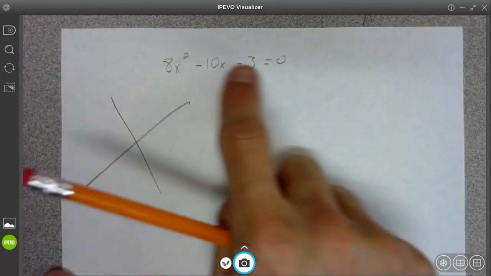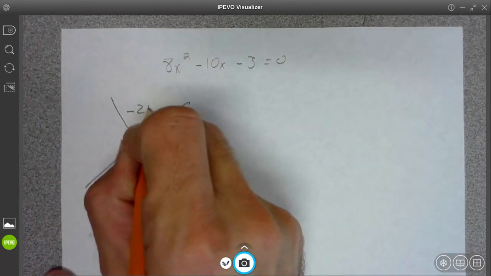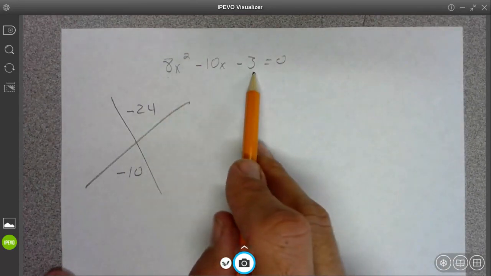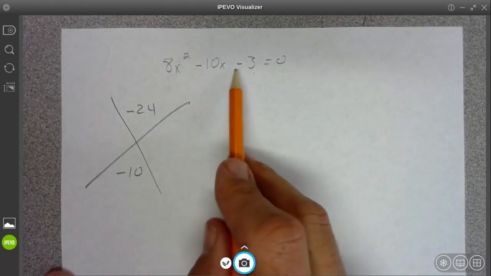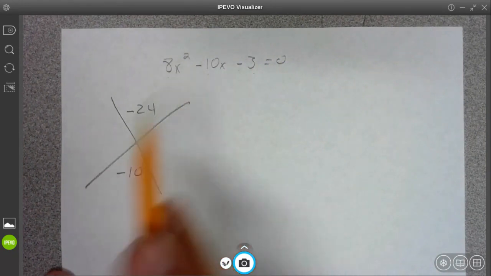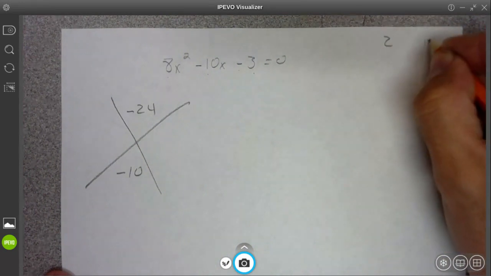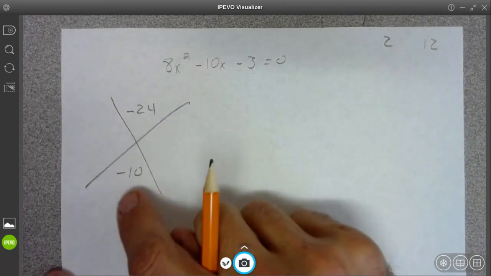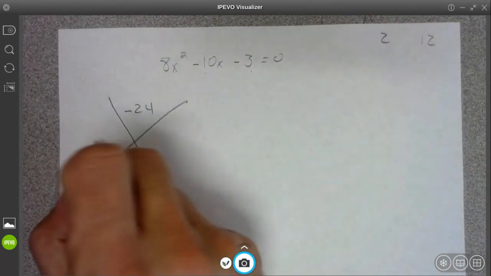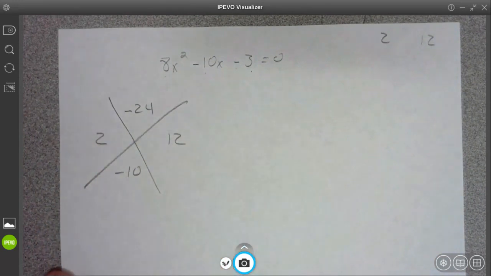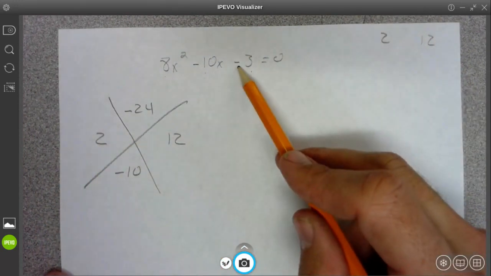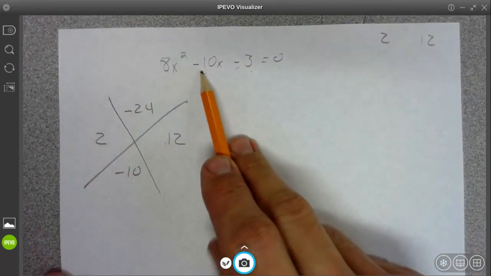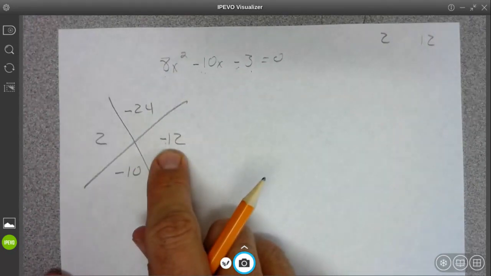So 8 times negative 3. We've got to find two numbers that multiply to negative 24, or 24, and they're going to subtract to give us 10 here. That's going to be a 2 and a 12. They multiply to 24. That was my AC. And they subtract to my B term. Now, because this is a negative, I know that they're going to be different signs. And because the middle term is negative, that means my bigger number, the 12, has to be negative.